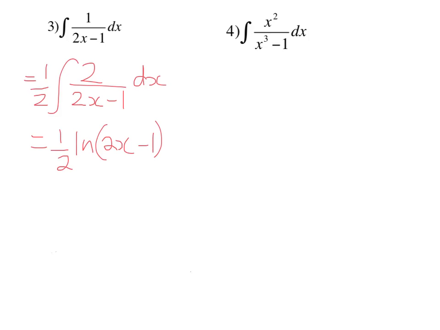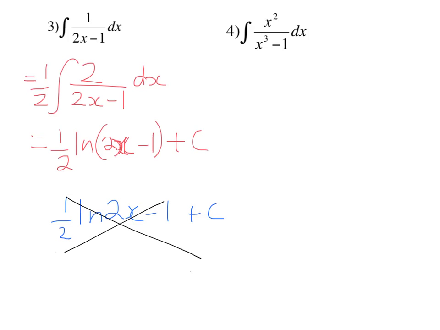And make sure you always put that denominator in brackets if it's two terms, and then plus c. Because if you had written down half log 2x minus 1 without brackets, they are very different. Very different. So it's essential that you have your brackets there around it. So that is wrong.